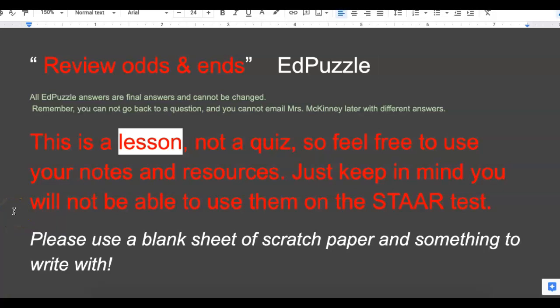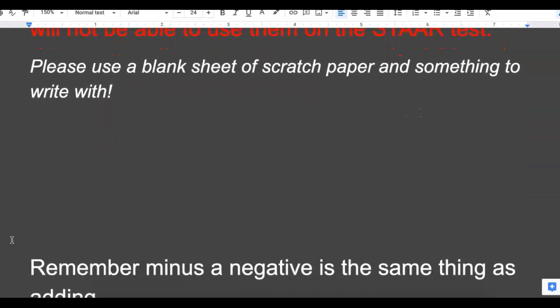So this is all stuff that we've been through this year. And I just wanted to make sure and review it one more time this year so that you can go into next year's math class with confidence. So of course you're going to need some scratch paper and something to write with.